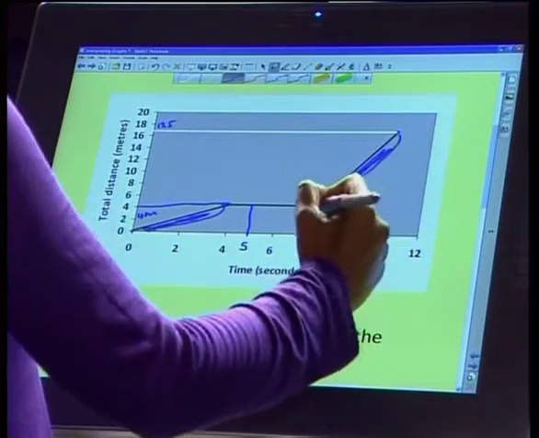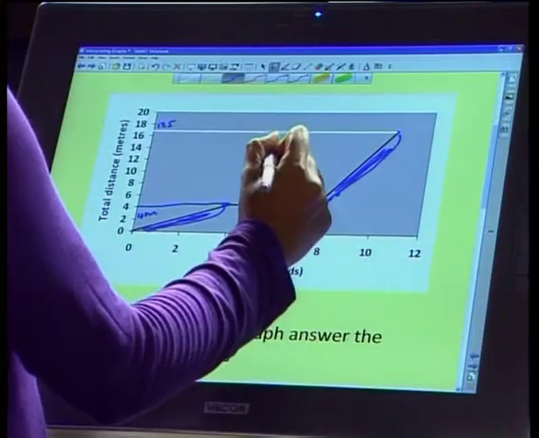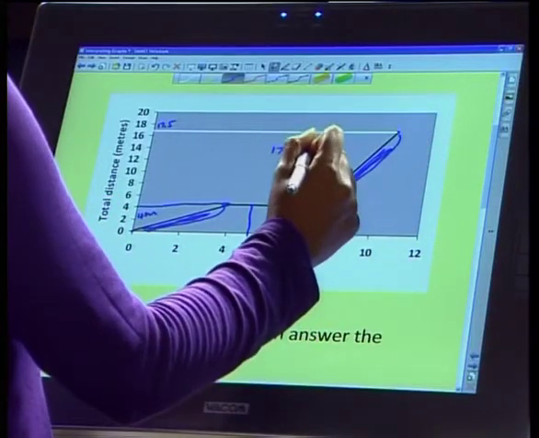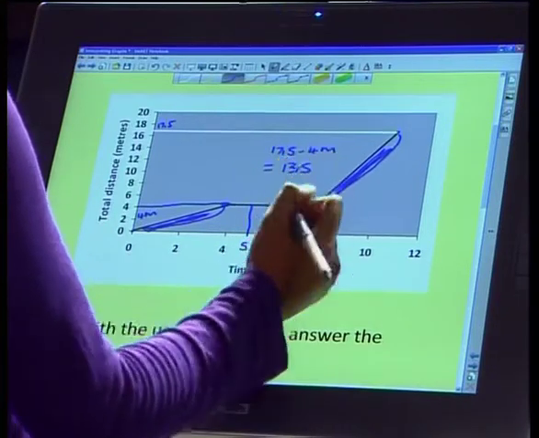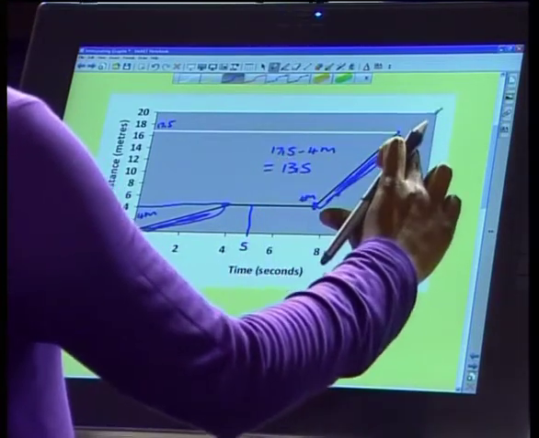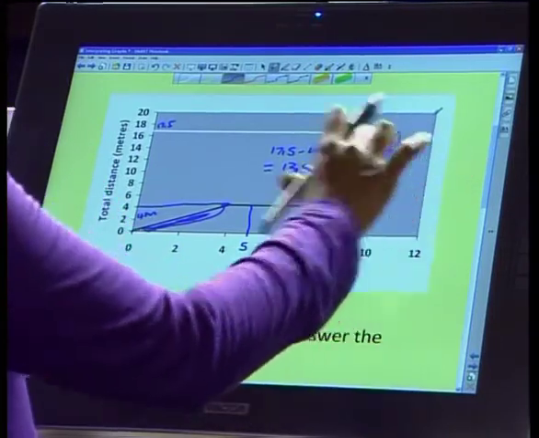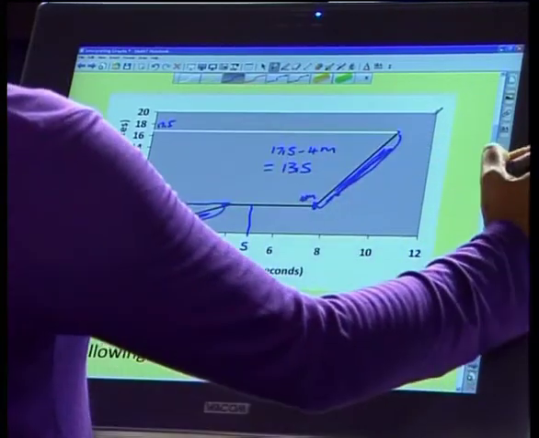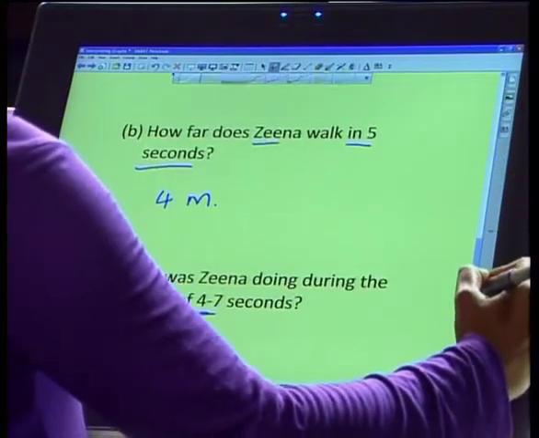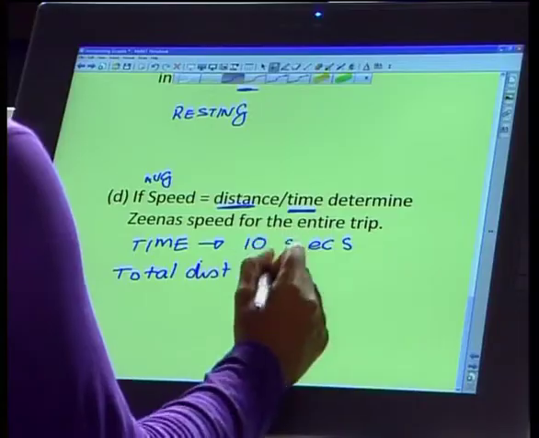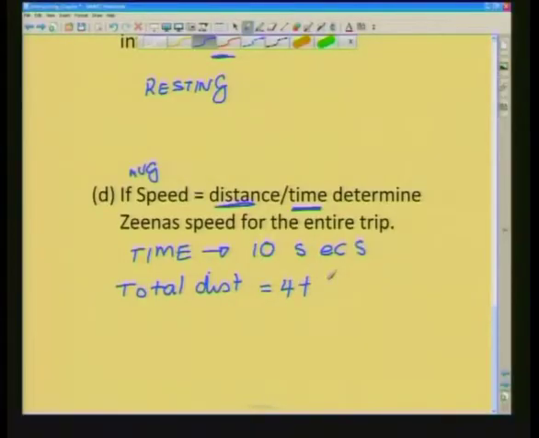So if I would like to know what that distance is, I need to say 17,5 minus 4 meters, which will give me 13,5 meters. So in this last portion, she walked for 13,5 meters, and at the beginning, she had a distance of 4 meters. So altogether, what we would have to do to work out her total distance is add the 4 to the 13,5 meters, and that will be 17,5 meters.